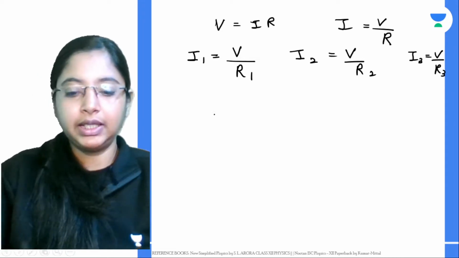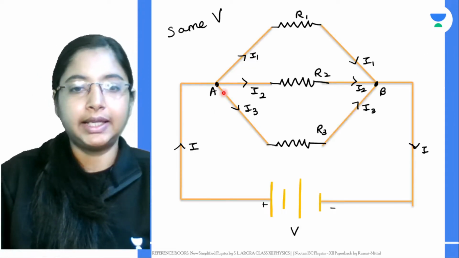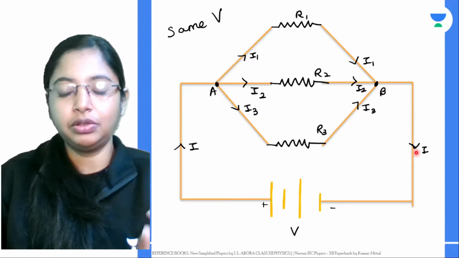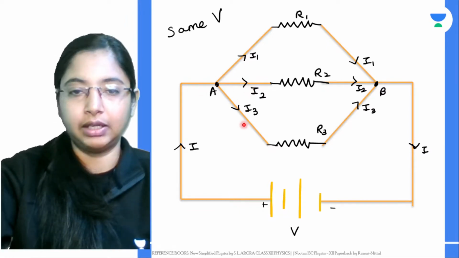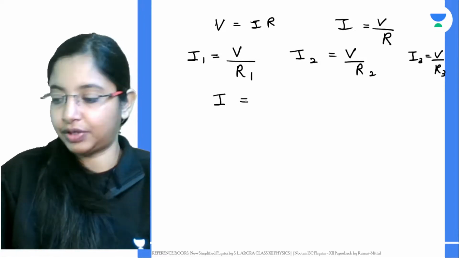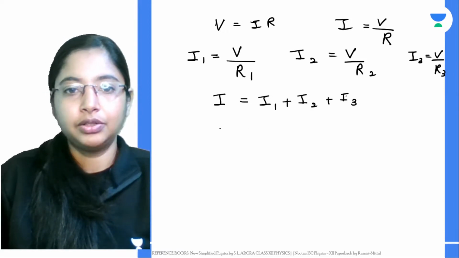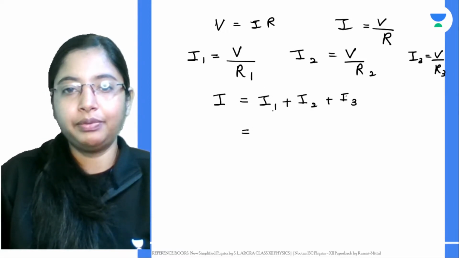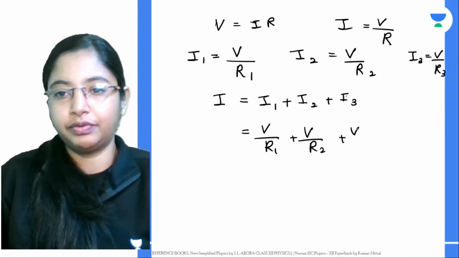So what is the final current? The current that is entering this circuit enters here and then comes out also, the total current is I. But as it enters these different branches, this total current I gets divided into three branches, right? I1, I2 and I3. Current through each branch is different. So total current will be equal to the sum of the individual currents in each of the branches, right? So here what will be I1? I1 will be V by R1. I2 is V by R2. I3 is V by R3.